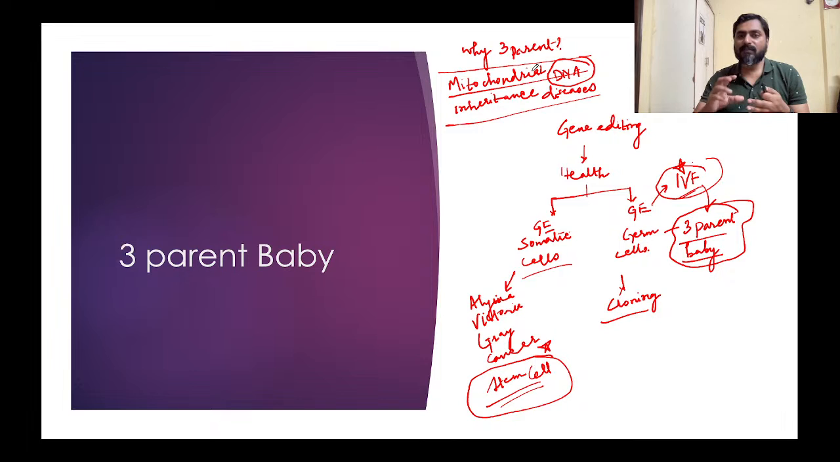So what if this mitochondrial DNA is defective in some cases? What do we do in such cases? The problem is that the baby could be born with some severe infections or severe genetic diseases. To avoid that scenario, we go for what is known as a three parent baby. So what is this three parent baby? Three parent baby is essentially mitochondrial replacement therapy.